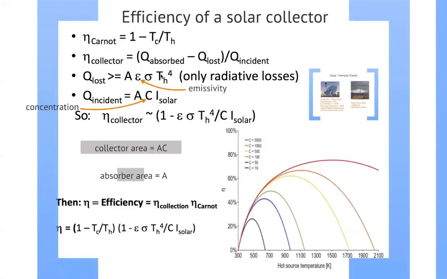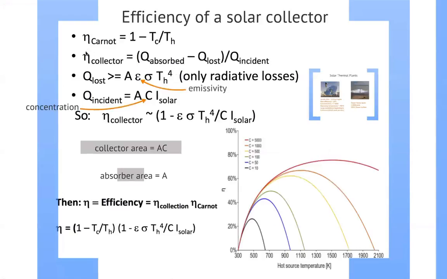In this case, wait a second, this should be the temperature of the collector. This is the temperature of the hot body. Okay, so this is a typo. I'll correct it. This H should really be C. Okay, so only radiative losses. So you put them all together.